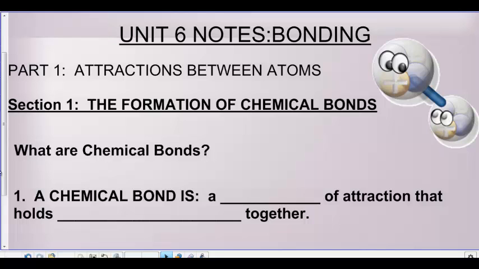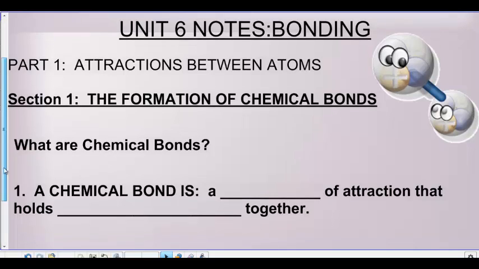This is Unit 6, Lesson 1, and today we're going to talk about why bonds form, what a chemical bond is, and what happens to energy when bonds form. So you should have your Unit 6 notes in front of you, and we're going to fill in the first page of those Unit 6 notes. So, first we have to talk about what the heck a bond is.